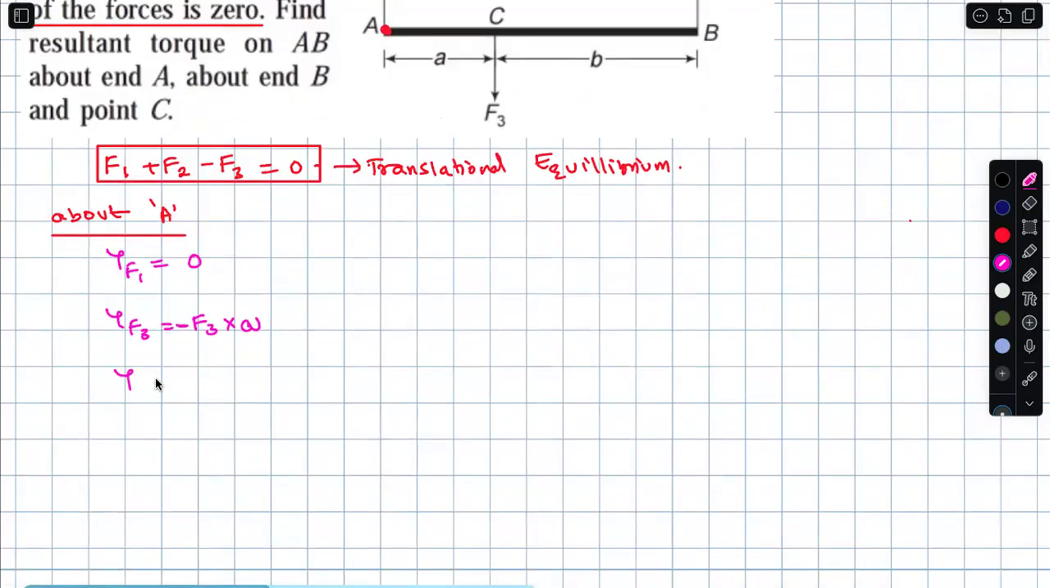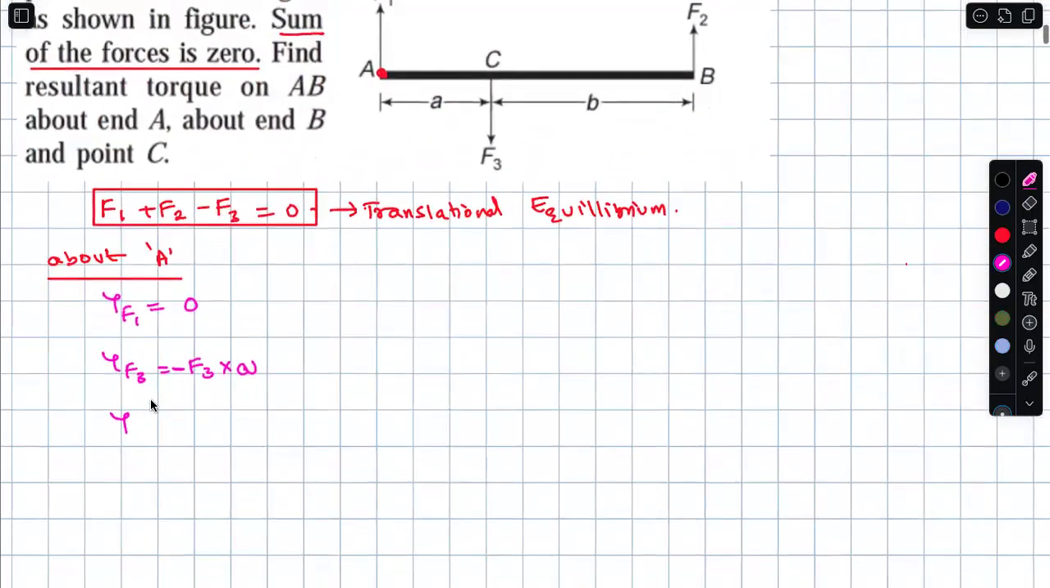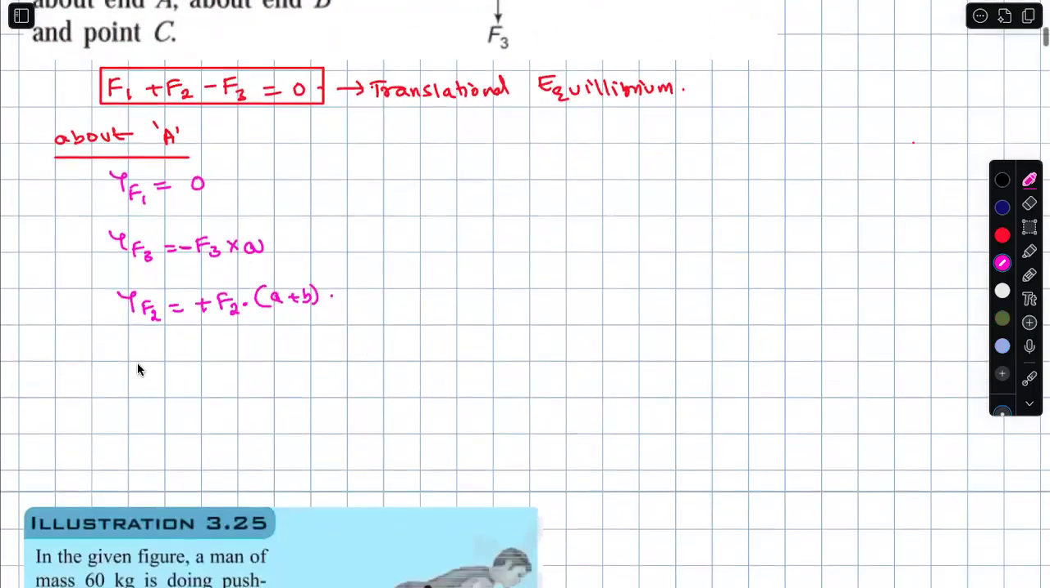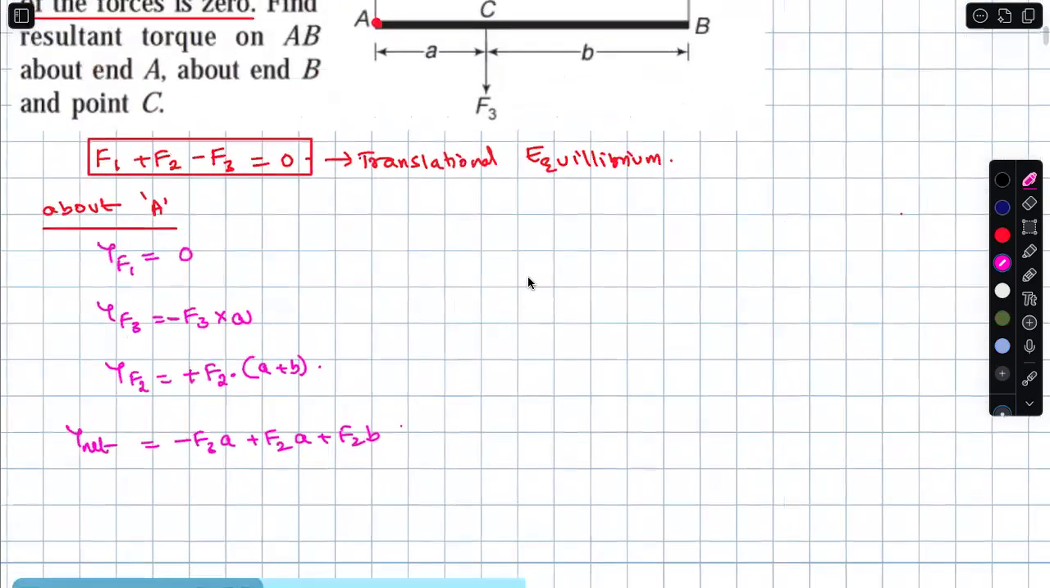And the torque of F2 is plus F2 times A plus B. So what is the net torque? It is nothing but minus F3A plus F2A plus F2B. Keep this aside. This is the net torque.